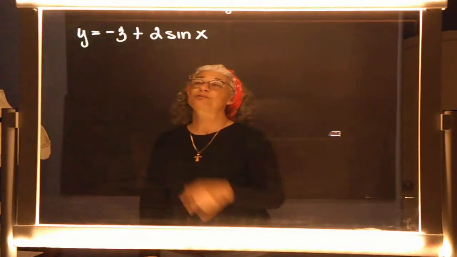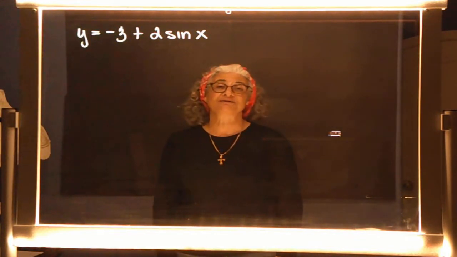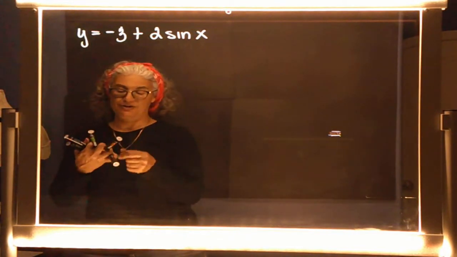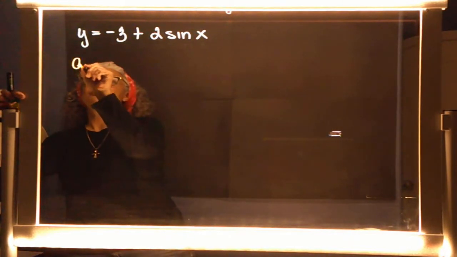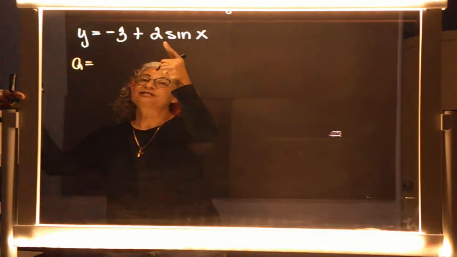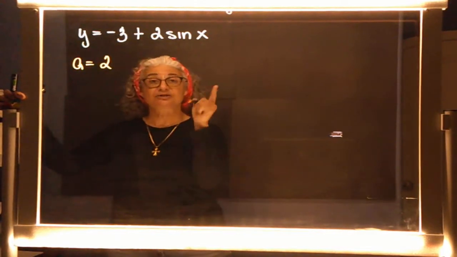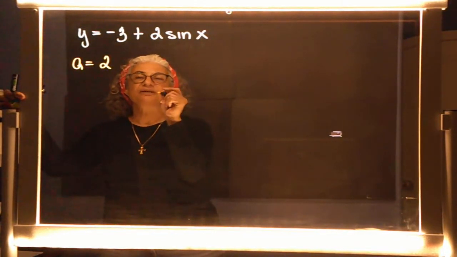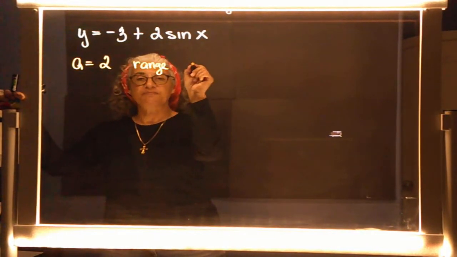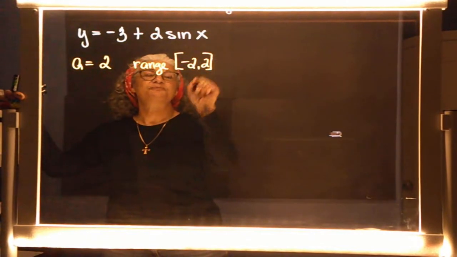Okay, so let's look at this problem. They're asking us to graph, so where do we start? Excellent, you start with the amplitude. So in this particular case, your amplitude is the number in front of, the coefficient of the trig function. So my amplitude is 2. What does that tell me? That tells me the range. So my range goes from, that's right, inclusive, negative 2 to 2, right?